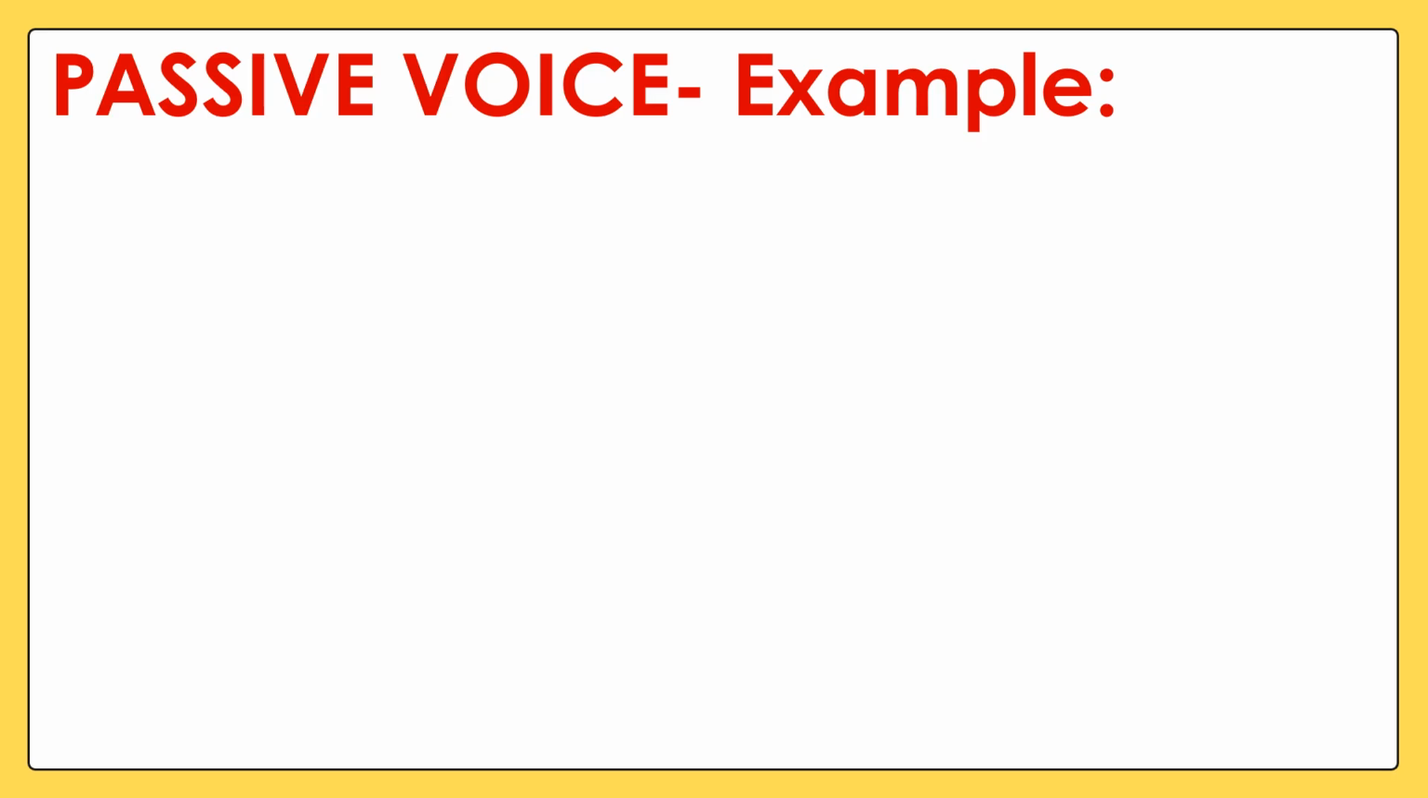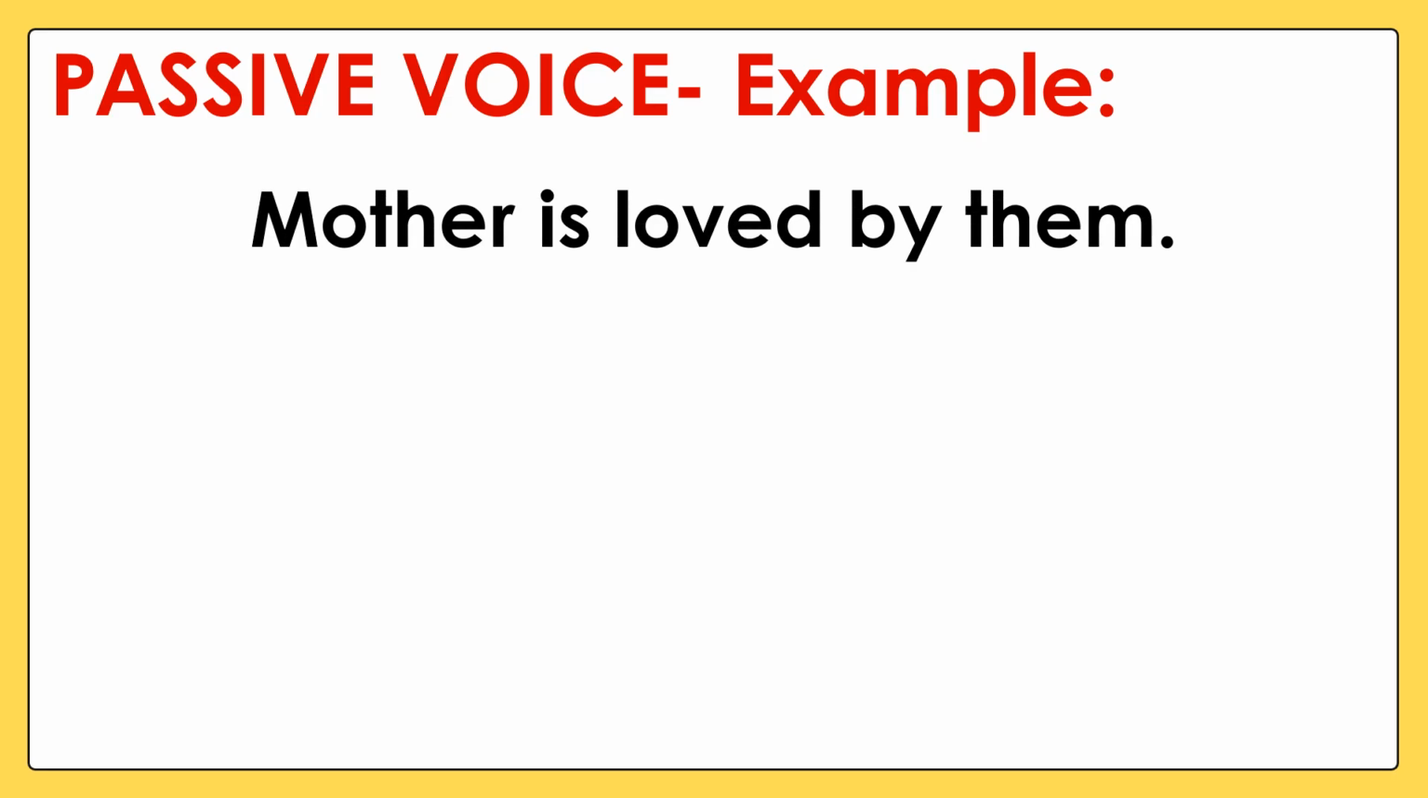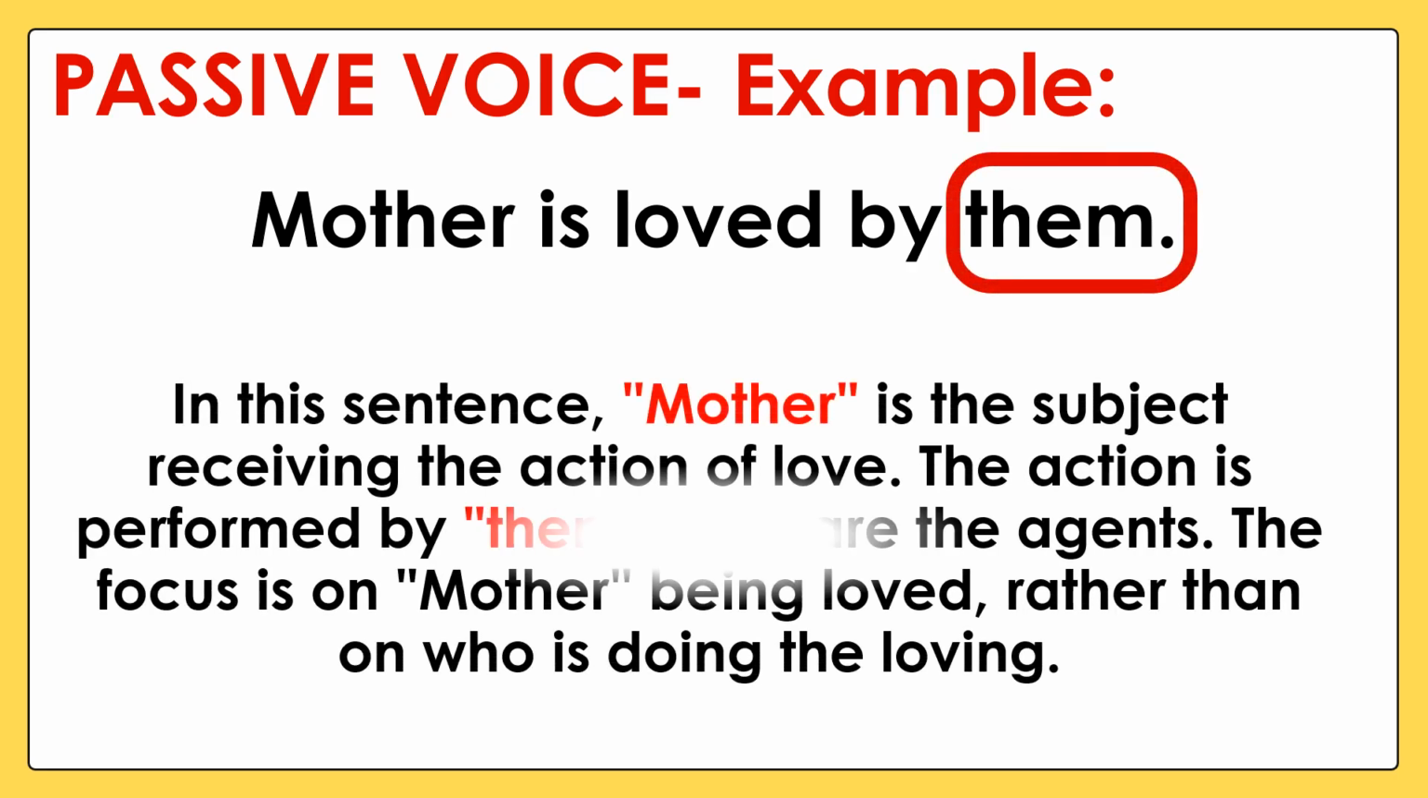Here's the second example. Mother is loved by them. In this sentence, the mother is the subject receiving the action of love. The action is performed by them, who are the agents or the doers of the action. The focus is on mother being loved rather than on who is doing the loving.